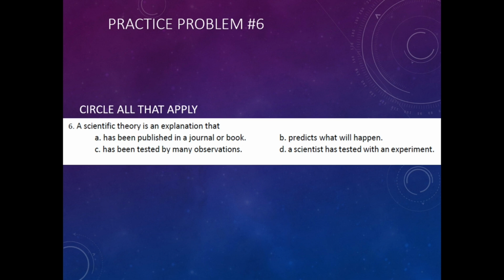However, a scientific theory will predict what will happen. So answer choice B is correct. A scientific theory will or has been tested by many observations over and over again. So C is correct. And a scientific theory is something that a scientist probably has done with an experiment as well. So answer choice D is correct as well. So B, C, and D are the correct choices for practice problem number 6.